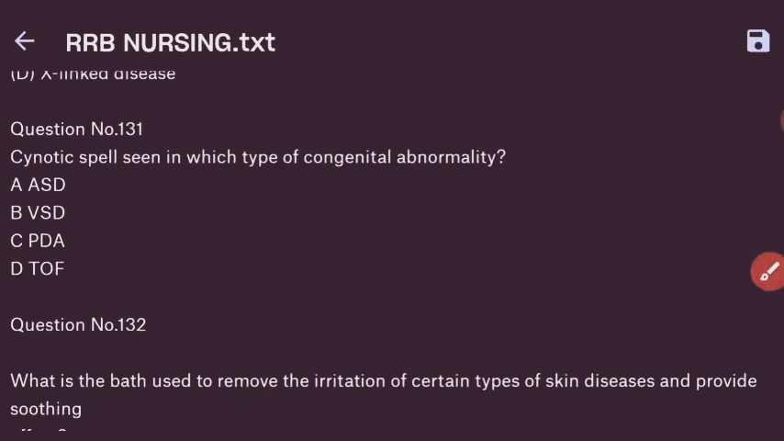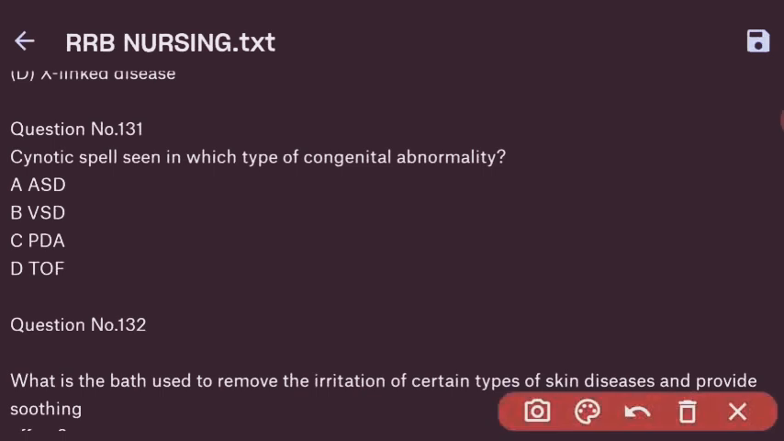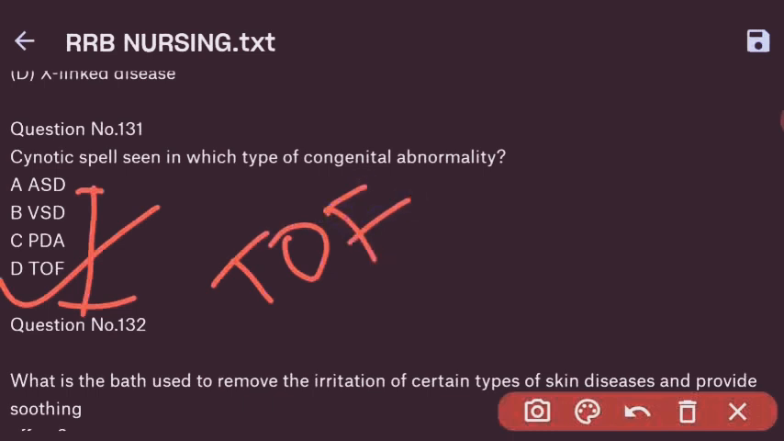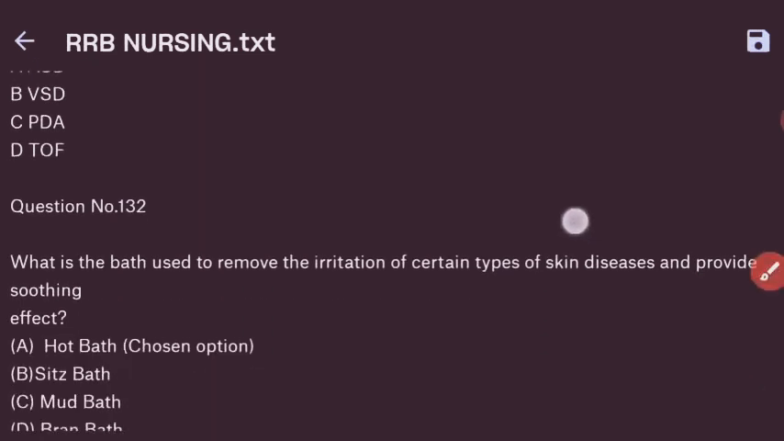Next question. Cyanotic spell is seen in which type of congenital abnormalities? Here ASD means atrial septal defect, VSD means ventricular septal defect, PDA means patent ductus arteriosus, and TOF means tetralogy of Fallot. These four are types of congenital anomalies of the heart. Cyanotic spell, or we can say tet spell, is seen in TOF, tetralogy of Fallot. Okay, next question.